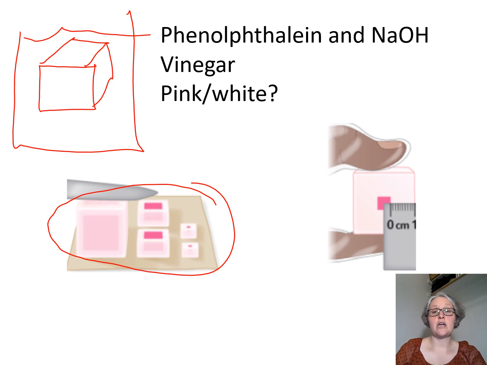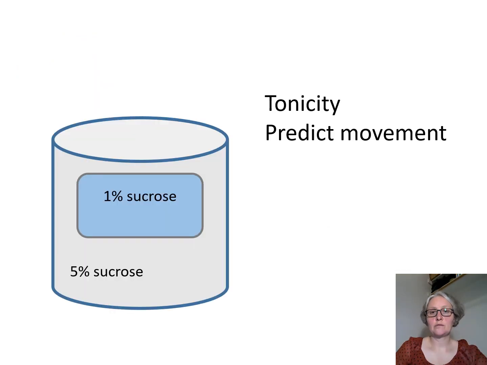And you should understand, why is it pink? Why is it white? What's moving? Again, it's that vinegar moving into the cell causing that white. And notice that no matter the size of the cell, the vinegar is still only able to move the same amount, whether it's a big or a small cell.